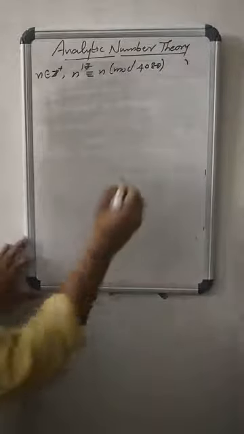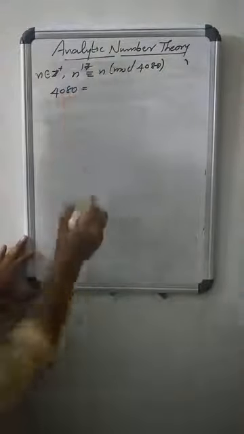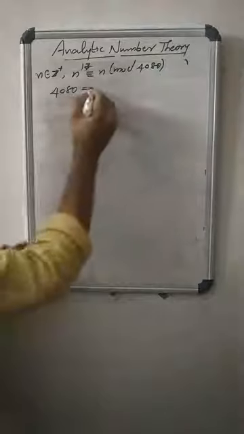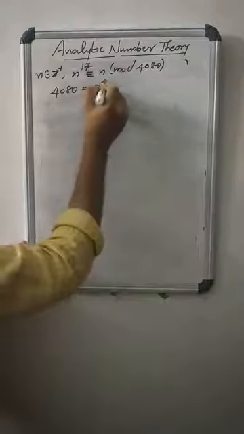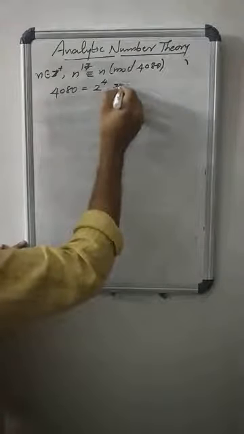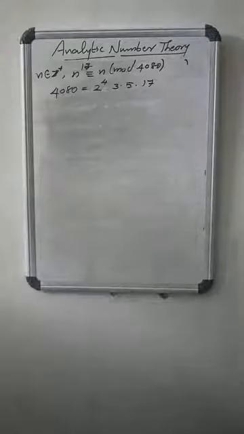First you can factorize this 4080. What is 4080? 4080 can be factorized by dividing it by the least prime 2 and so on. So it is 2 power 4 into 3 into 5 into 17. Okay, 2 power 4 means 16.